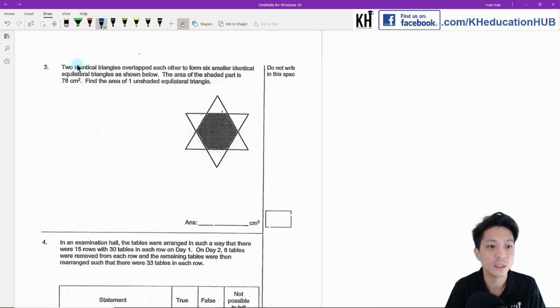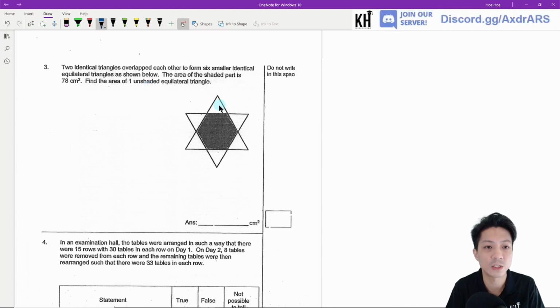Okay, question 3. Two identical triangles overlap each other to form 6 smaller identical equilateral triangles as shown below. So it'll be 1, 2, 3, 4, 5, 6. The area of the shaded part is 78 square cm. Find the area of one unshaded equilateral triangle.